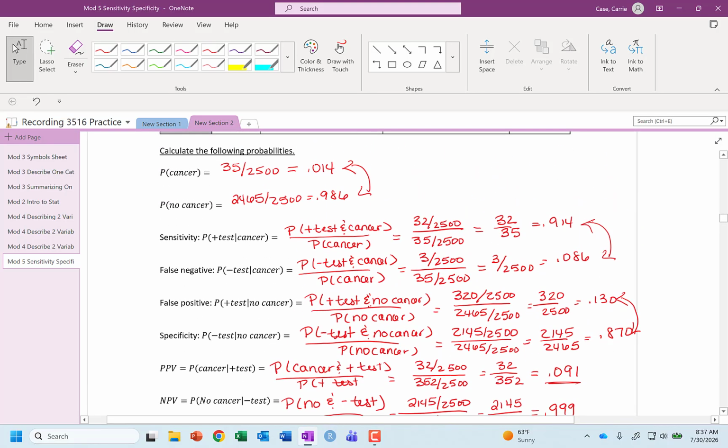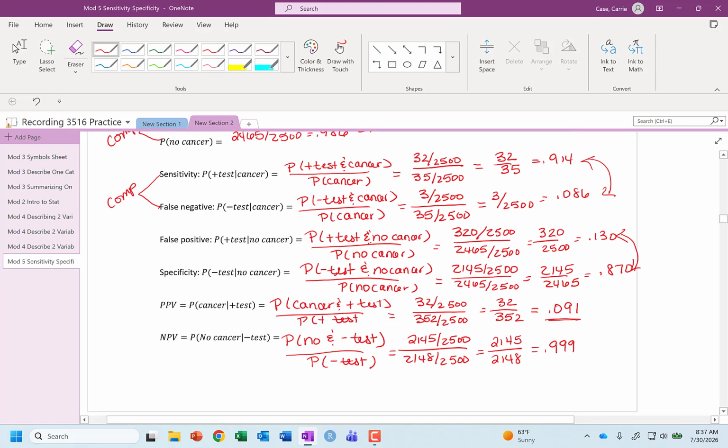However, probability of cancer and no cancer are complements. Sensitivity and false negative are complements. False positive and specificity are complements. So there's some relationship there. We wouldn't have had to do all of these probabilities. We could have used the complement if we recognize those things.